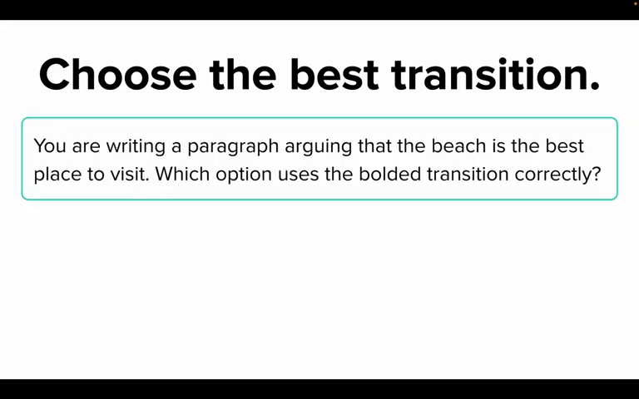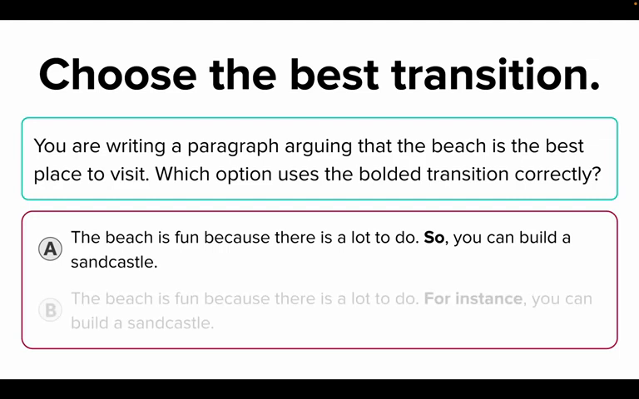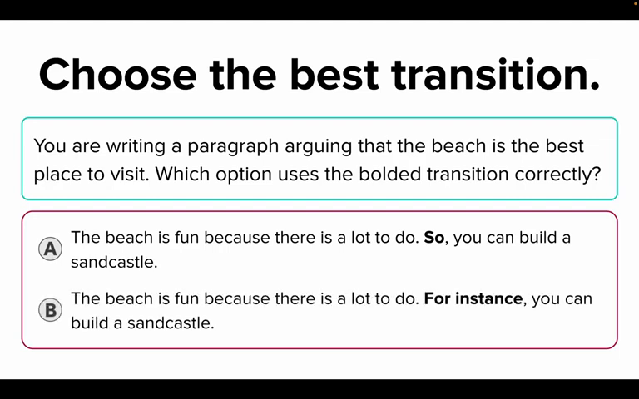You are writing a paragraph arguing that the beach is the best place to visit. Which option uses the bolded transition correctly? A. The beach is fun because there is a lot to do. So, you can build a sandcastle. B. The beach is fun because there is a lot to do. For instance, you can build a sandcastle.